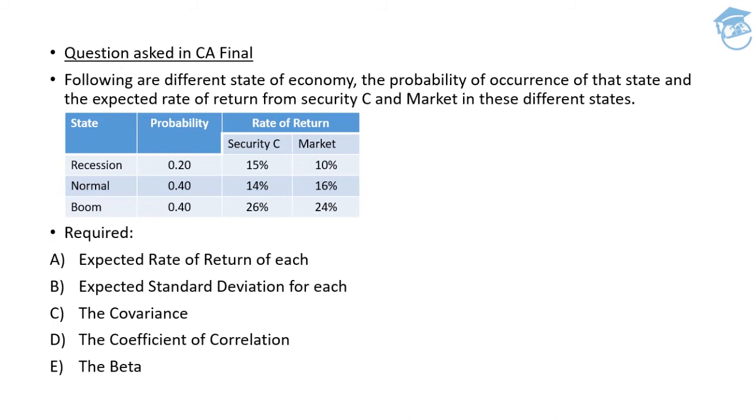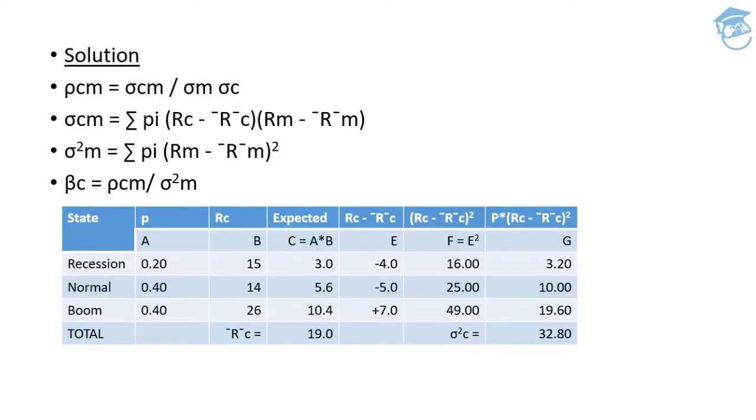So what should I expect as a rate of return with security C? That is 15% if recession happens, 14% if normal things happen, and 26% if boom comes in. Then the market is 10%, 16% and 24% if recession, normal and boom happen. We are supposed to provide 5 things. Number 1, expected rate of return for each of them. Then the expected standard deviation for each of them, the covariance, the coefficient of correlation, and finally the beta. So this is the solution for it, and these are the basic 4 concepts which you have to apply in order to get through this question.